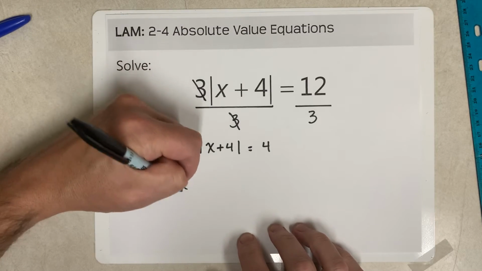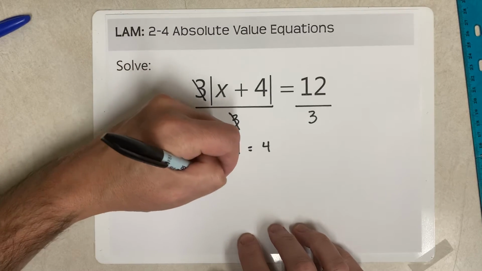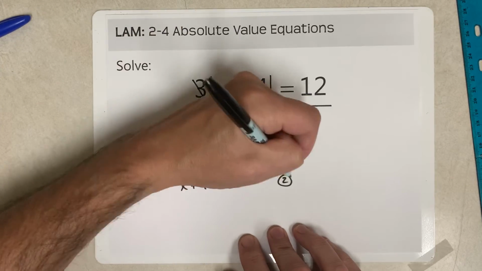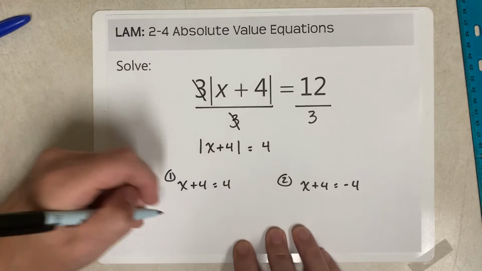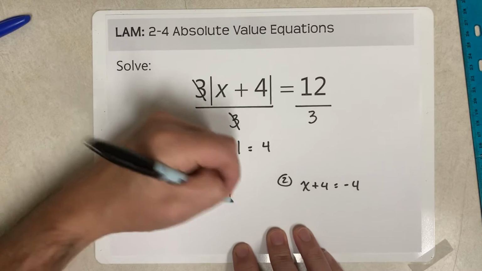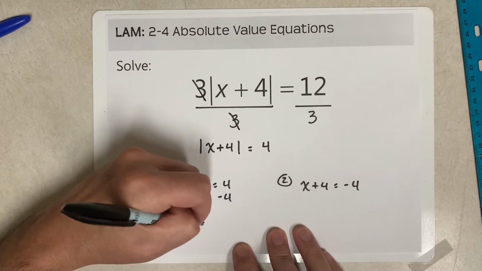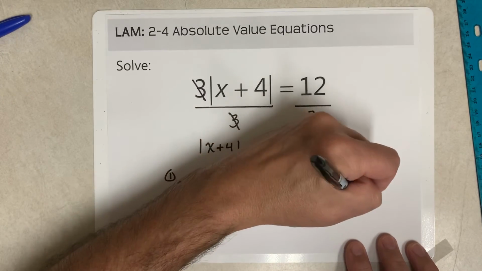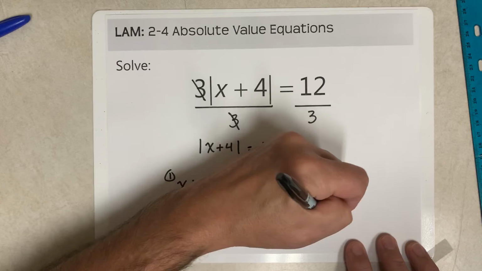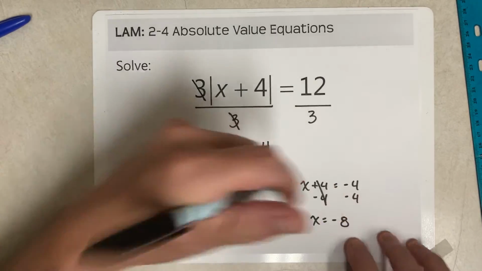So first solution, x plus 4 is equal to 4. Second solution, x plus 4 equals negative 4. So minus 4, and x is equal to 0. That happens. Minus 4, and x is equal to negative 8 for that one.